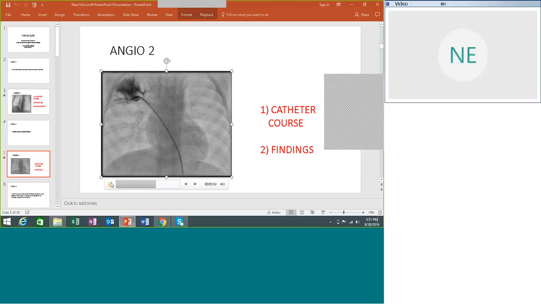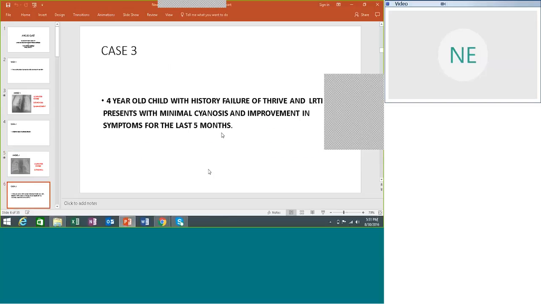So if there is no one to answer, then it is a reverse pulmonary venous wedge angiogram showing fair to good size branch pulmonary arteries. And the catheter course, if you see, is coming from a left-sided IVC and through the atrium via the atrial communication into the pulmonary vein. So this is situs inversus with a pulmonary venous wedge angiogram. Move on to the next case.